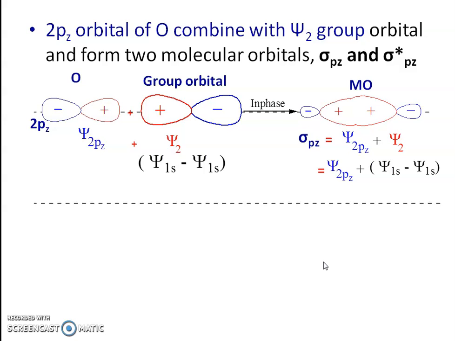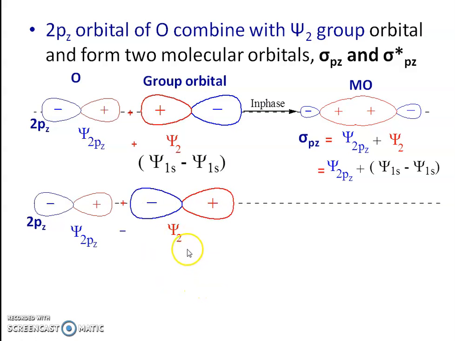Again, consider the internuclear axis. Suppose oxygen contributes the 2pz atomic orbital with wave function psi 2pz. It combines with the psi 2 group orbital, but here in the psi 2 group orbital the lobe with negative wave function is aligned with the lobe of positive wave function of this 2pz atomic orbital. So this combination is an out of phase combination, and therefore it is represented by psi 2pz minus psi 2.